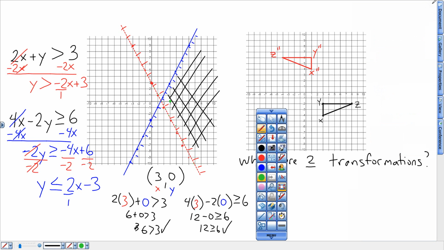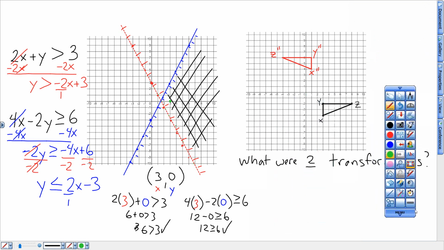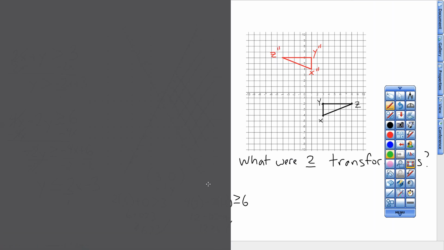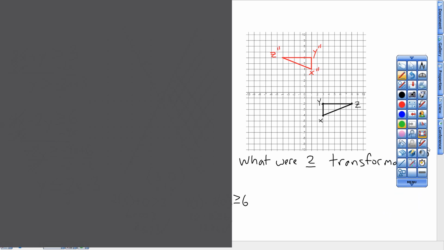All right, second word is surf. Surf. All right, last problem, last word, where I give you it already moved, and you have to tell me what the two transformations are.